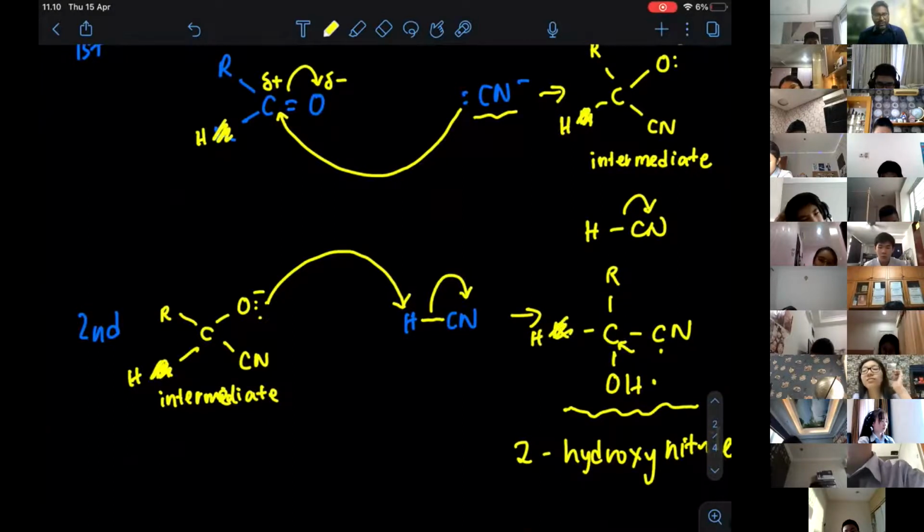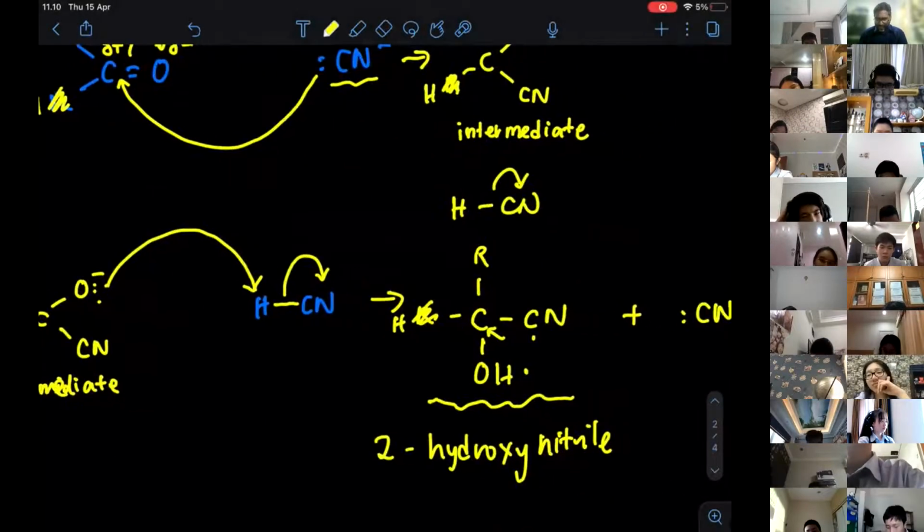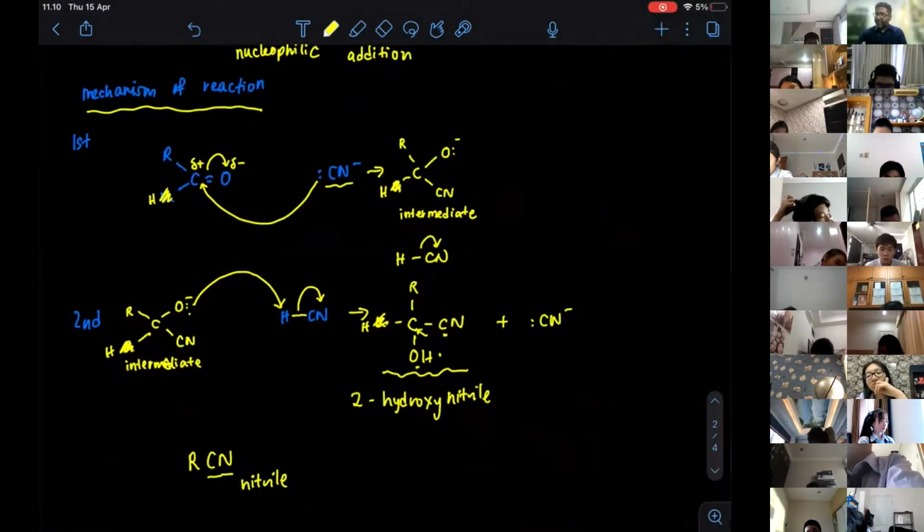Once you get that, when I name it, you can see it has 2 carbons. Carbon number 1, carbon number 2, and this is also 2-hydroxynitrile. In your textbook they say even that 2 is not necessary, but it doesn't matter. You are going to get 2-hydroxynitrile. The mechanism of this reaction is very, very important. Please go and read about this.